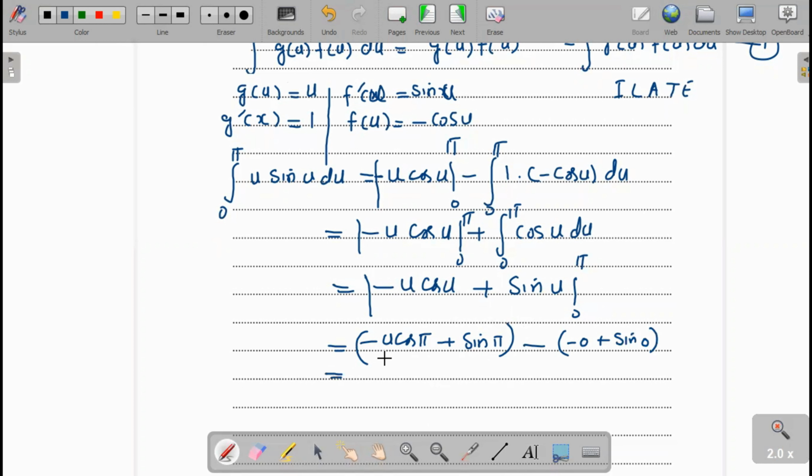Now at the upper limit, here is minus pi into cos pi plus sin pi, minus 0 into cos 0 plus sin 0. Now we can write it as minus pi, where cos pi is minus 1 and sin pi is 0, and the lower limit is 0 plus 0. Now that value is equal to pi.